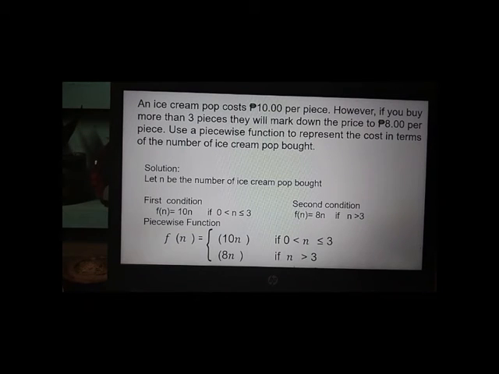Okay, let's take an example. Say you want to have ice cream pops, and your mother tells you to buy 10 ice cream pops. So which among the two formulas are you going to use? The first one or the second one? Okay, so you're going to use the second formula, which is 8n, since you want to buy 10 ice cream pops and that is greater than 3. So your n is greater than 3.